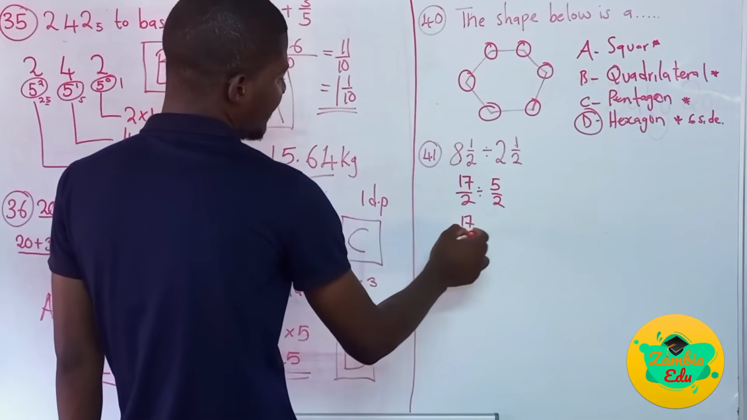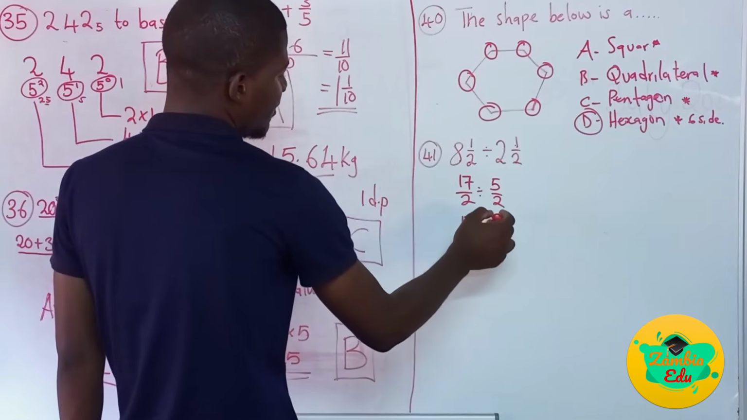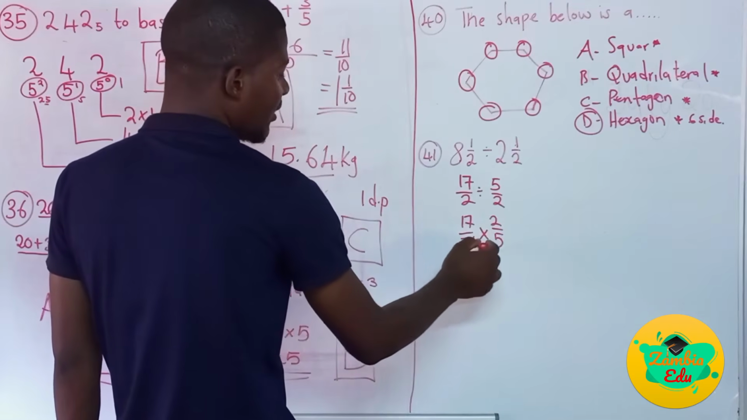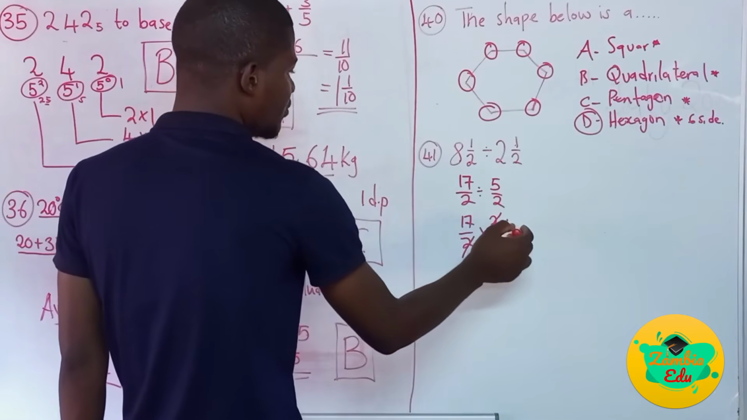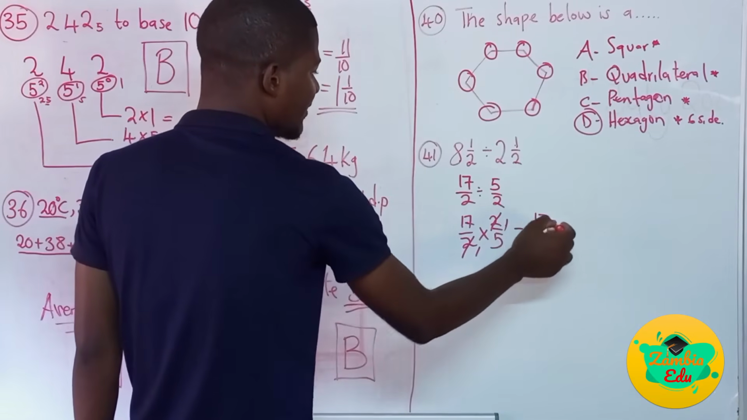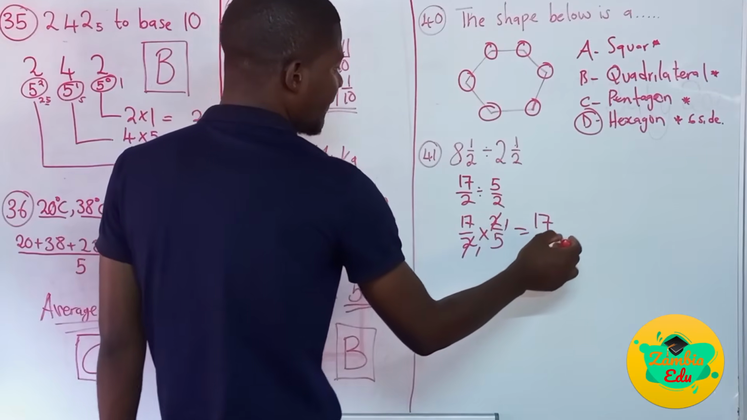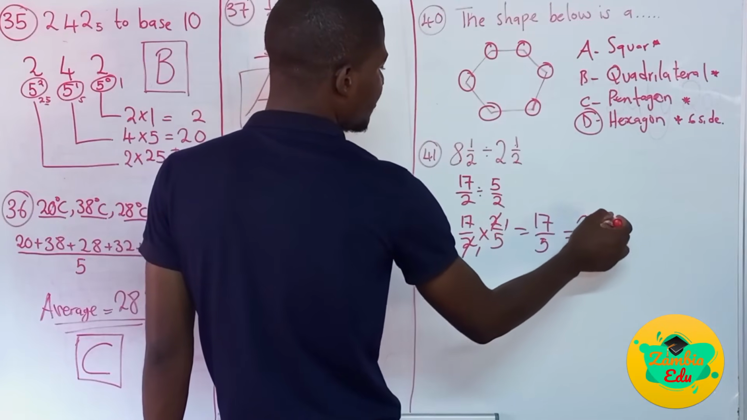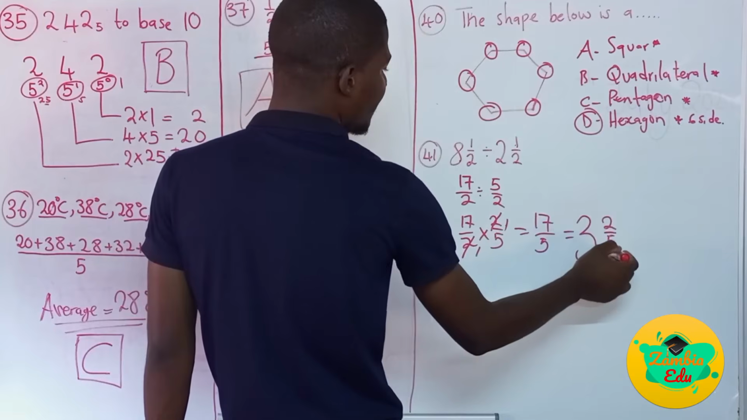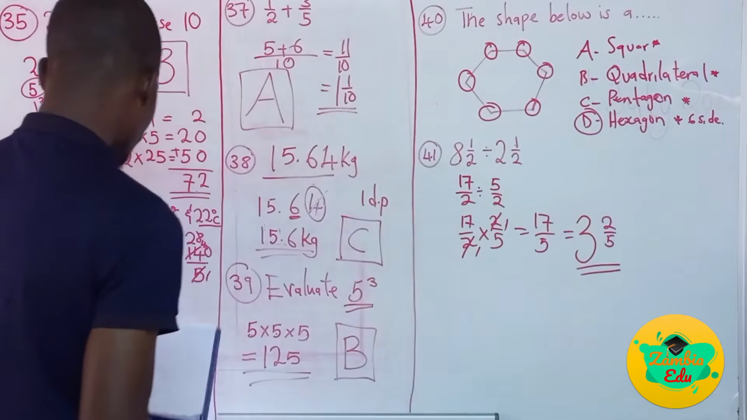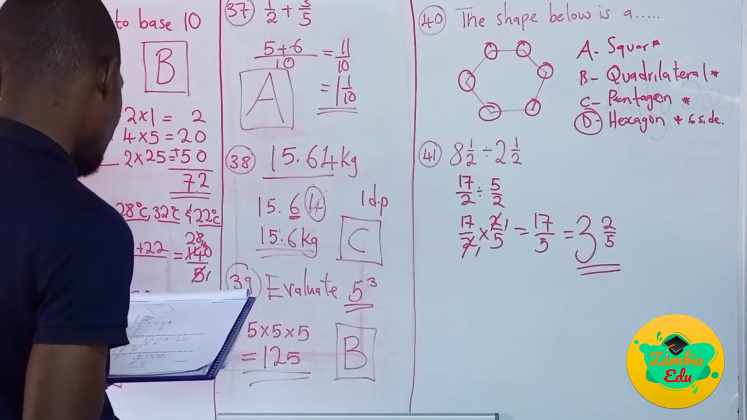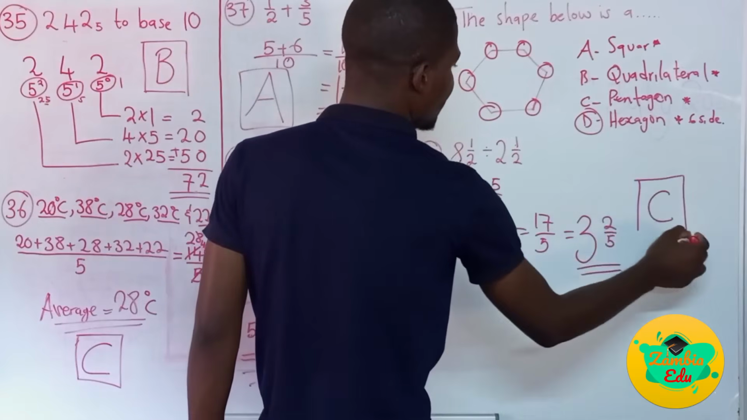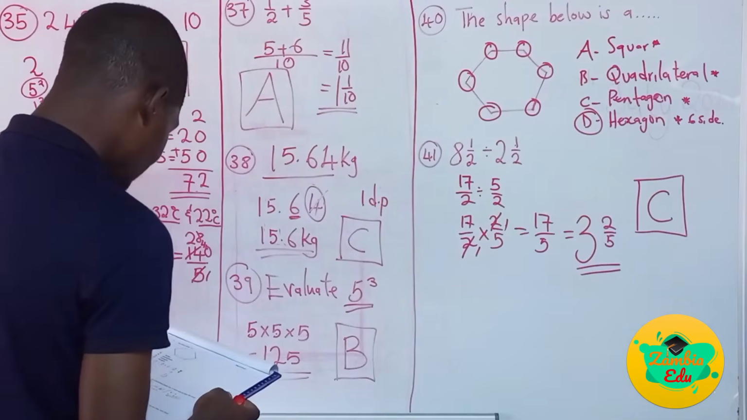So that will be 17/2 times 2/5. So the diagonals, 2 there, 1, 2 there, 1. 17 times 2 times 1, pardon me, gives us 17 over 1 times 5, which gives us 5. And our answer becomes 5 into 17 is 3, 2 over 5. That becomes our answer. And if you look at our multiple choice, that answer is represented as option C. So the answer for question 41 was C.